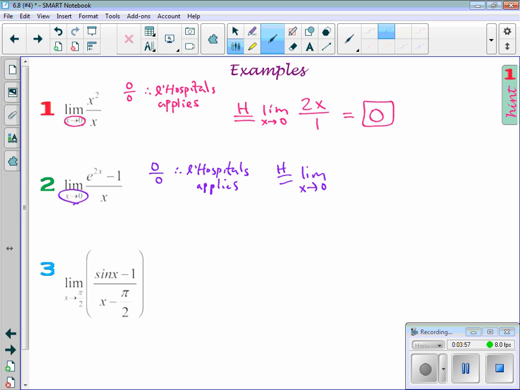Okay, what's the derivative of e to the 2x? 2e to the 2x, right? It's just e to the 2x, and then you times it by 2. And the minus 1 goes away because it's a derivative. The bottom turns into 1 now. So what's my answer there going to be? 2. Everyone see that?